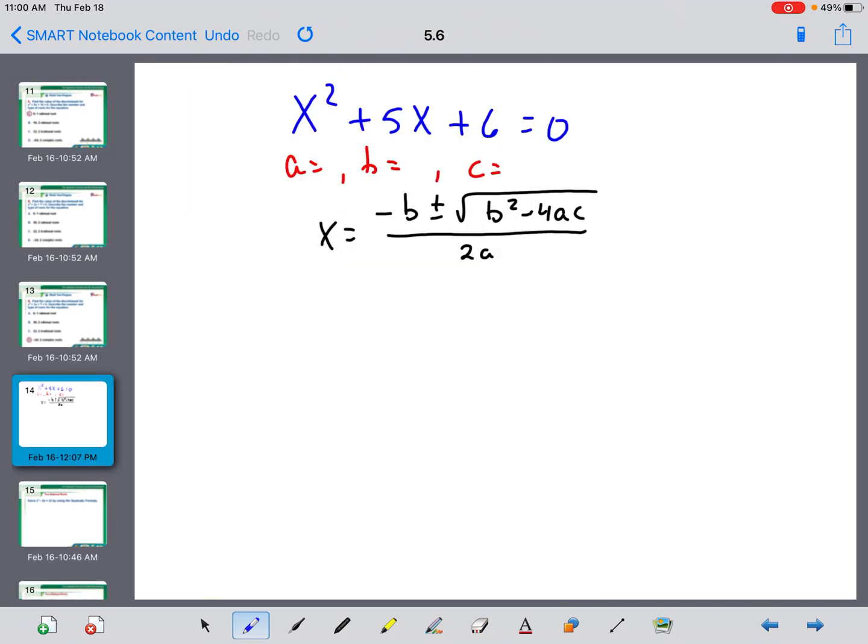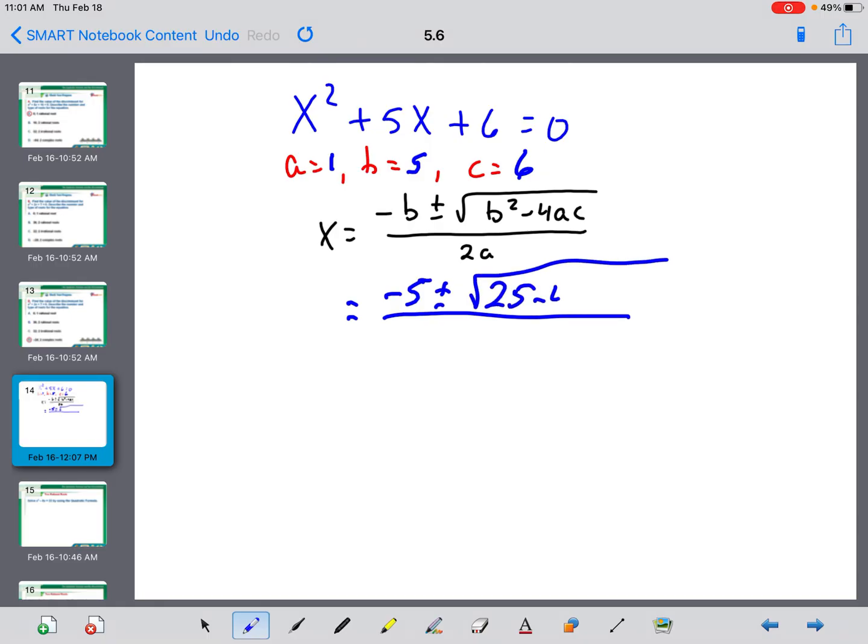So let's look at a real problem here. So A is 1, B is 5, C is 6. Plug in. Negative B, the opposite of the 5, is -5, plus or minus B squared is 25 minus 4 times A times C all over 2 times A.